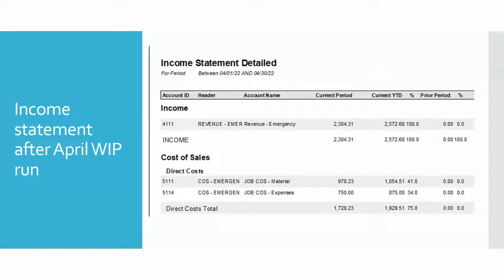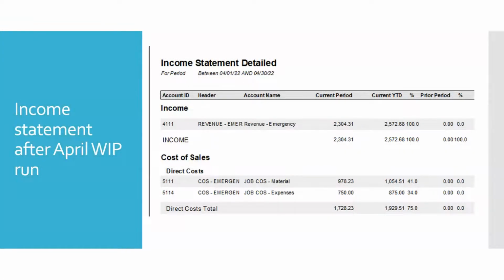Now we can see on the income statement, after we ran the calculator for WIP for the month of April, we have the current period showing what we currently earned. We have the previous WIP runs and this WIP run totaling $2,572. We also have current costs and the total of current and previous costs.